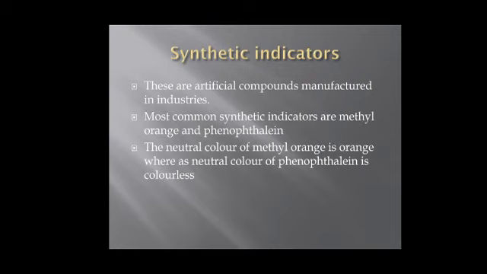Now, synthetic indicators. Synthetic indicators are artificial compounds manufactured in industries. Most common synthetic indicators are methyl orange and phenolphthalein. Remember, the neutral color of methyl orange is orange, whereas the neutral color of phenolphthalein is colorless.